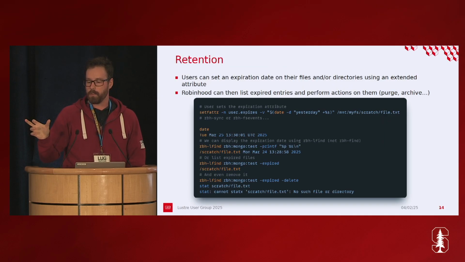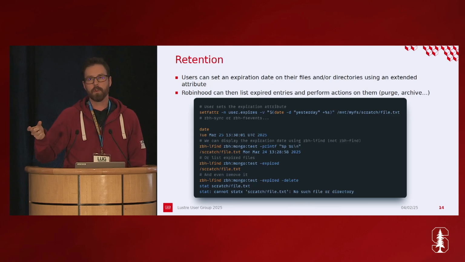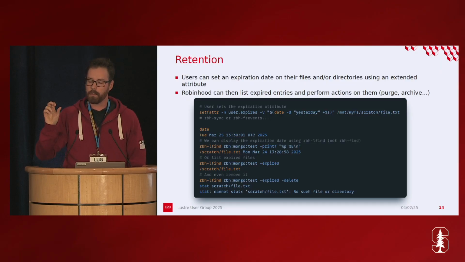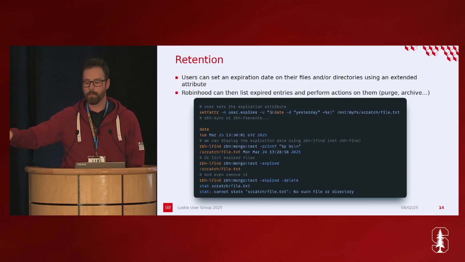And then, as you can see, using RBH find, you can display the expiration date of your file. For instance, you can also display all of the expired files, and if you want, you can even remove all the files that have expired on the back end. What we also support with this feature is to store this extended attribute on a directory so that the user only sets the expiration date once on the directory, and then all of the files in that directory are removed when the expiration date is reached.